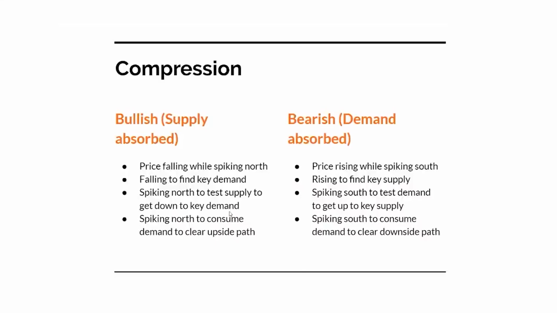Another key thing to look at is compression. It's very important. It's basically looking at absorbed orders and consumed orders. And I have examples on the next slide. So in the bullish case, the bullish compression zone is where supply is being absorbed.